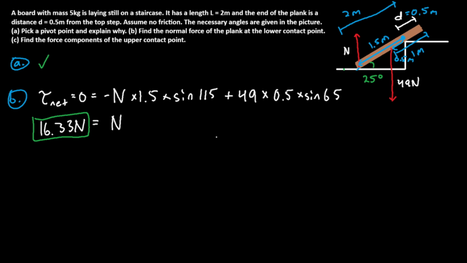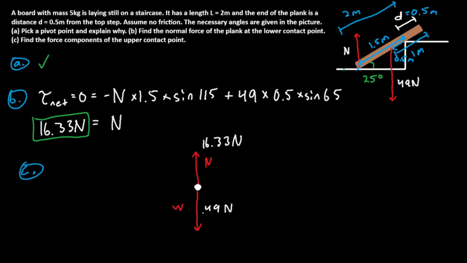Again, we can just treat the entire plank like a free body diagram. We have two forces that are acting vertically and downward. So we have our known forces, the normal force and the weight force. The normal force is just 16.33 newtons, calculated in part B. The weight force is 49 newtons.